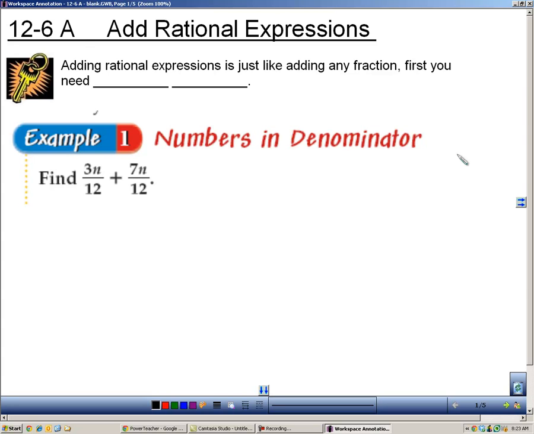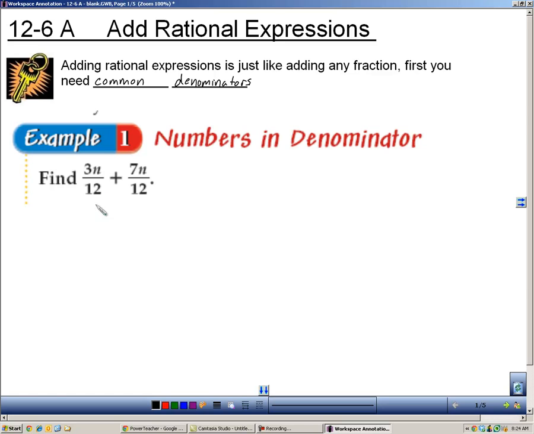Section 12.6a is about adding rational expressions. Remember, a rational expression is an expression that takes on the form of a fraction. So when you have those, you treat them just like you would add any fraction. You first need to get common denominators. So you see an example here.